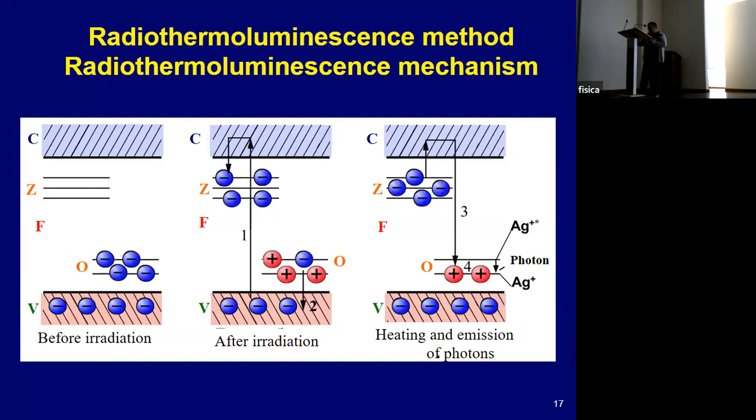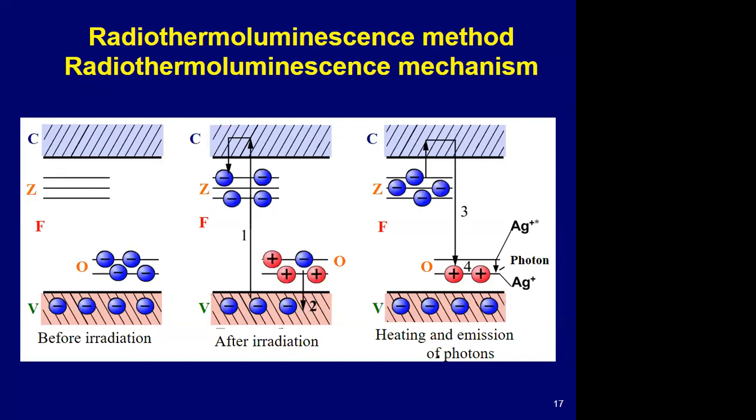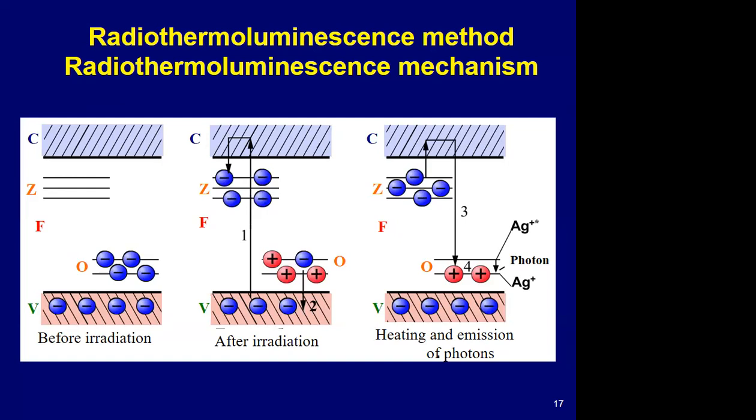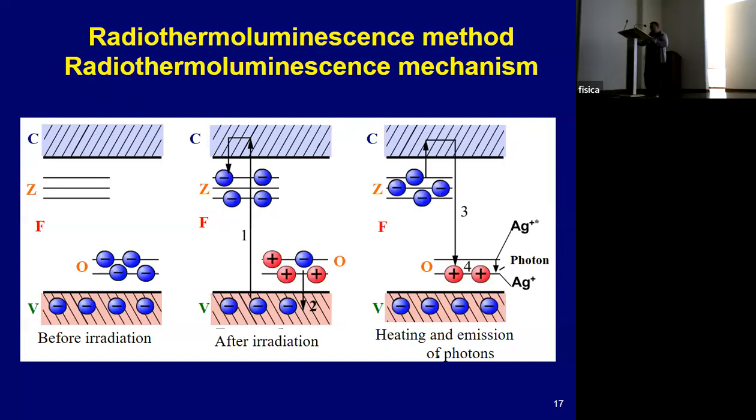Now, the places of holes, as we call them in semiconductors, formed in the valence band in place of knocked out electrons, will be filled with electrons from the hole levels. Condition 2.